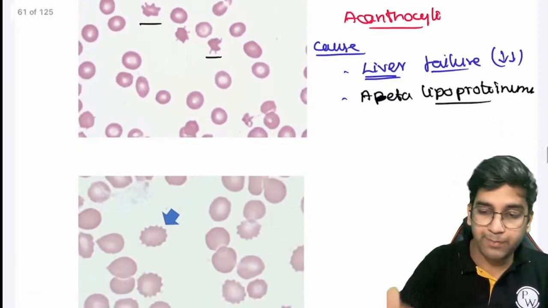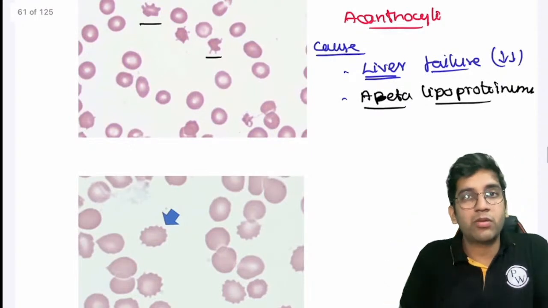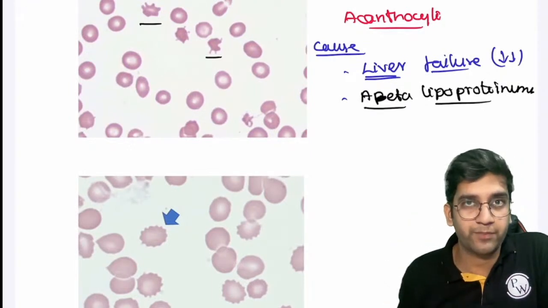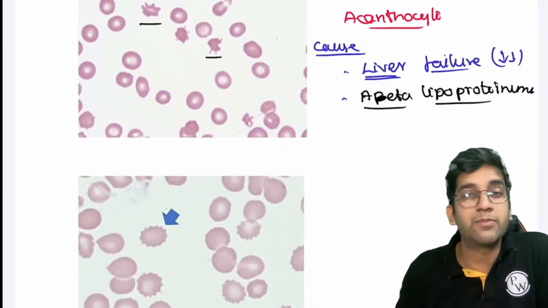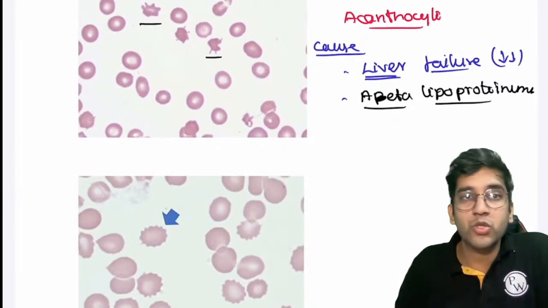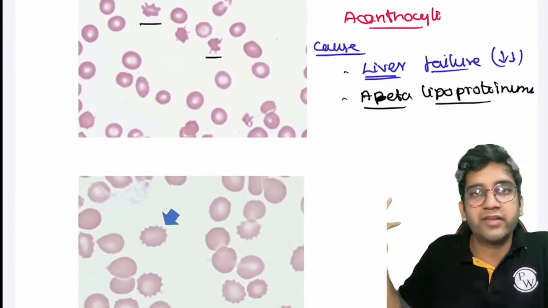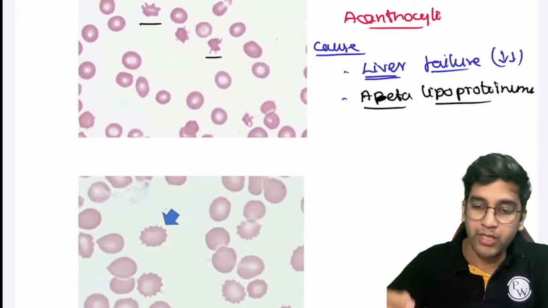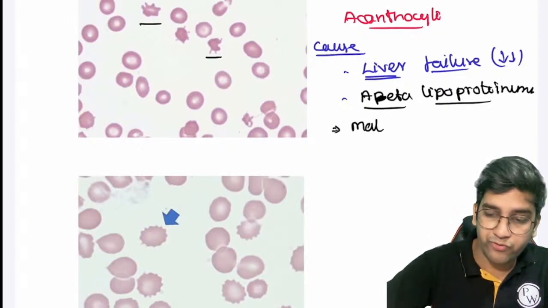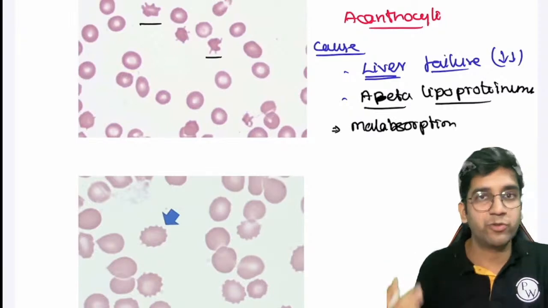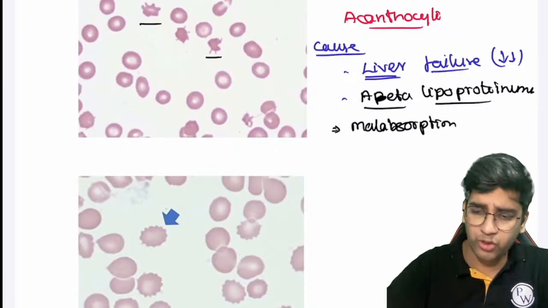Right? In abetalipoproteinemia, there's a problem in the intestine, in the enterocytes. I'm not absorbing the beta lipoprotein properly, so it's not going into my liver. When it's not going to the liver, beta lipoprotein cannot be there in your RBC membrane, right? So here, there are a few characteristic things. You will have a history of malabsorption. Malabsorption induced diarrhea will be in the history. That will not be seen in liver failure, obviously.